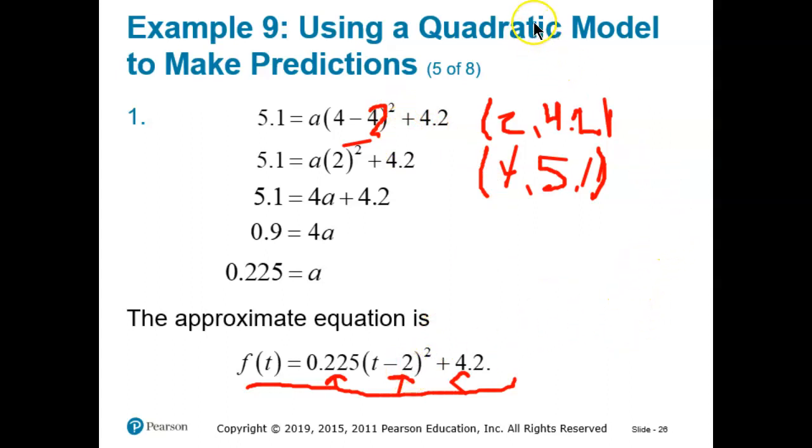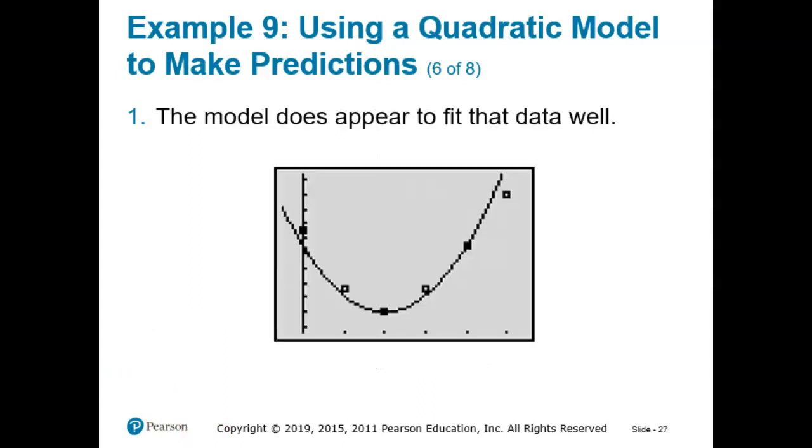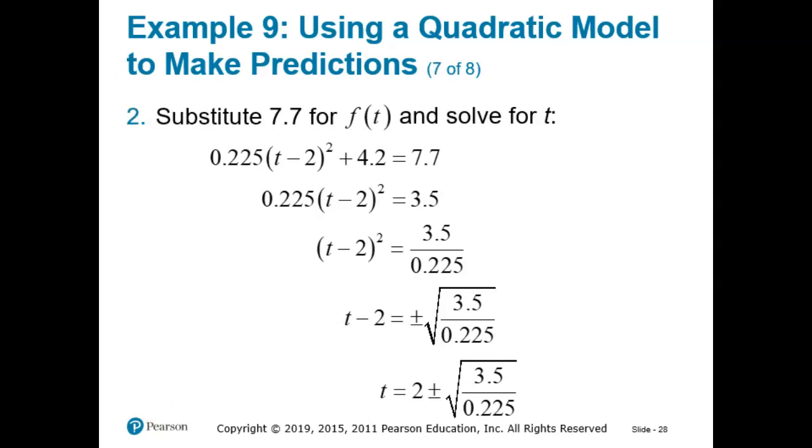So that is the equation that we're going to look for and use going forward. So let's model this and see what it looks like in our scatter plot screen. When we use this model for the scatter plot, you can see it lines up very nicely. So now let's take a moment to solve for what this might look like when we use 7.7 for f of t and then solve for t. That is, when will those cars be at 7.7 million cars?